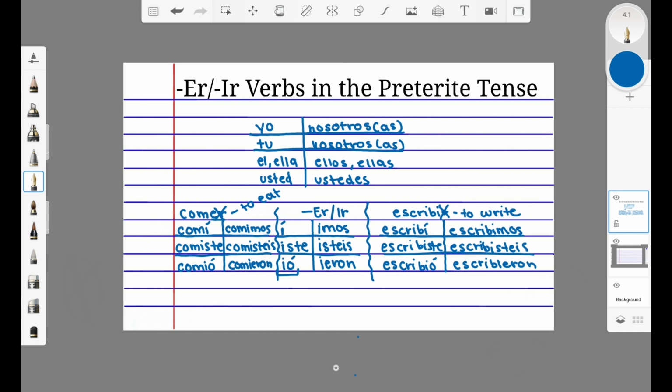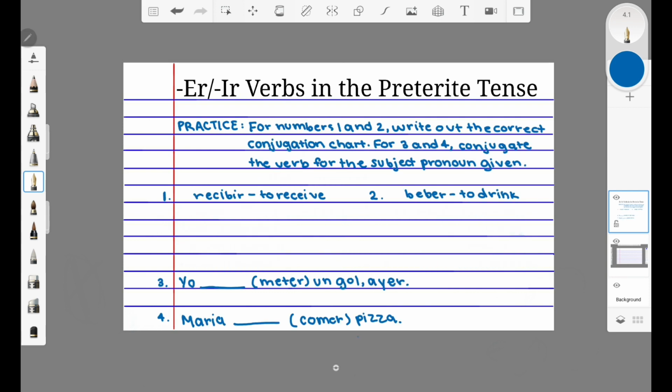Those are very important as well, since there are many common verbs and they aren't conjugated in the normal way. And now for practice, in the same way as the AR practice, for the first two exercises, you're just going to write out the full conjugation chart for the verb given. Number 1 is recibir, to receive. Number 2 is beber, to drink.